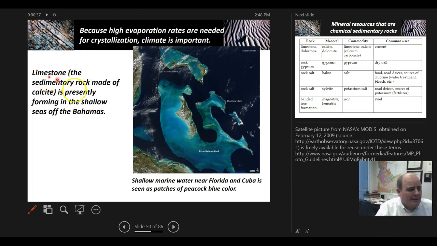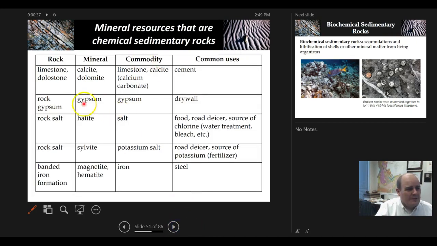Well, it's also going to happen in places where you have shallow marine environments, like the Bahamas, right here, okay? Where you have the shallow sea, the limestone or the calcite can slowly solidify out to form limestone over time. So here are some examples of inorganic materials that we can mine, like limestone and dolostone, which we can get for cement, rock gypsum, which is for drywall, and rock salt for foods, de-icers, things like that. Banded iron formations, and I have an example of one right here.